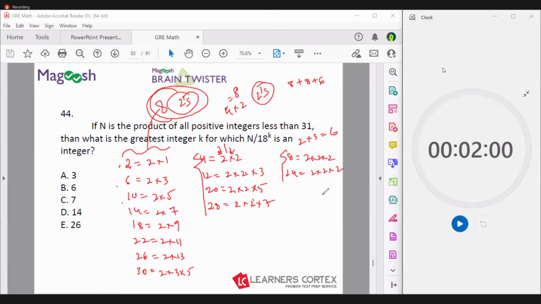Now we'll write all the possible numbers which have the factor of 2 four times. So that comes as 16, which is 2 into 2 into 2 into 2, or like 4 twos. So we'll add 4 here as well. This becomes 14 plus 4, 26. Does this make sense?